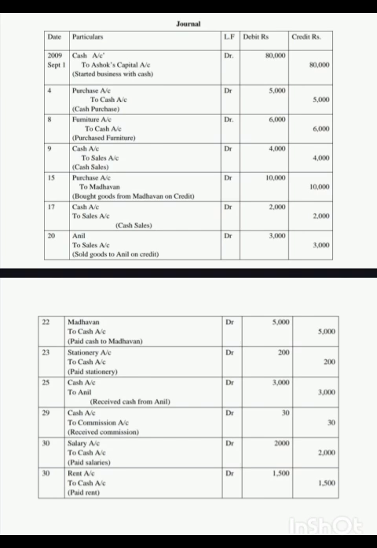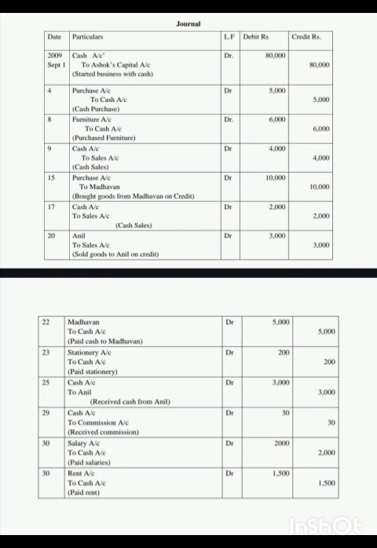22nd September, paid Madhavan cash 5,000 rupees. Now the business pays Madhavan, who was our creditor. Madhavan account is a personal account, and since he is now receiving the money, we debit Madhavan account, debit the receiver. Cash account, a real account, decreases as cash goes out, so we credit cash account, credit what goes out.